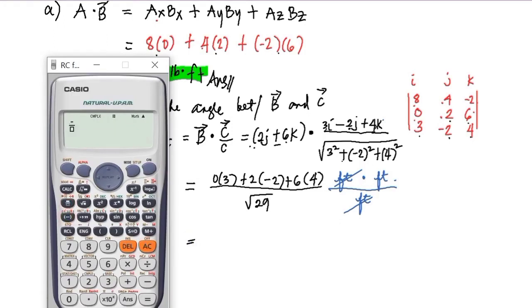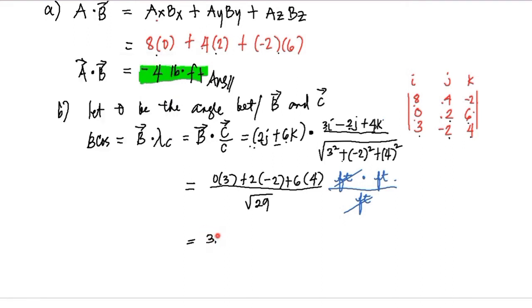That's negative 2 times 2, so that's negative 4, plus 6 times 4, that's 24, over the square root of 29. And we have here 3.71 feet. And this is our answer for the orthogonal components of B in the direction of the vector C.